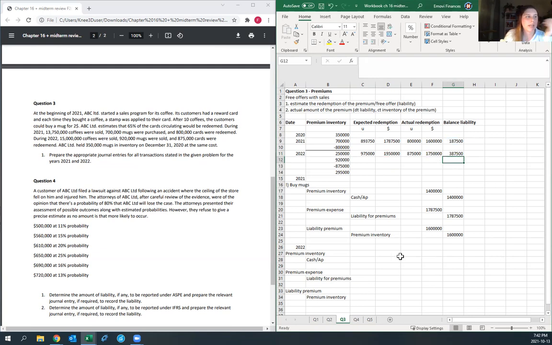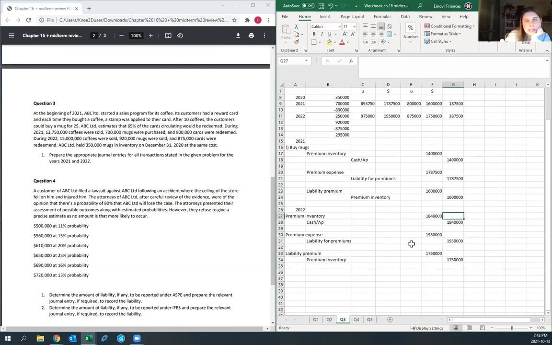We're going to do the entries right here. So your premium inventory increased by 920,000 times $2. That's the same thing here. Your expected redemption is $1.9 million. And then your actual reduces your liability premium of 1.7 million. And that's all the entries for 2022.